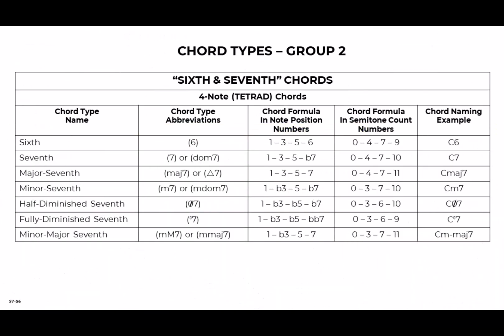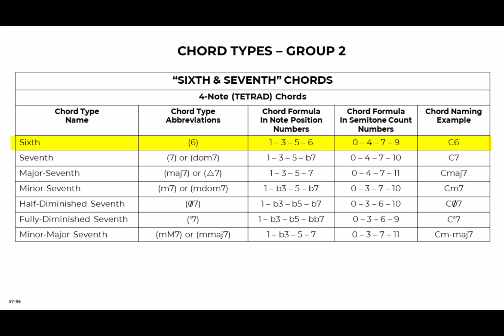Now let's focus on the group 2, 6th and 7th chords. As you can see in this group, all these chord types share the same number of notes, 4. And you'll soon see that these first 3 notes in each of these chord types begins with some triad chord type, either a major, minor, or diminished chord type, and then ends with some added 4th note per the chord formula. Let's begin this group with the 6th chord.